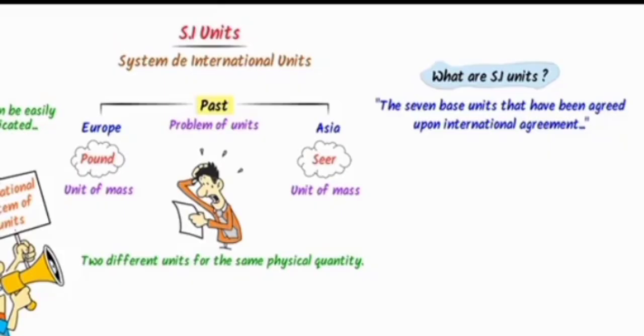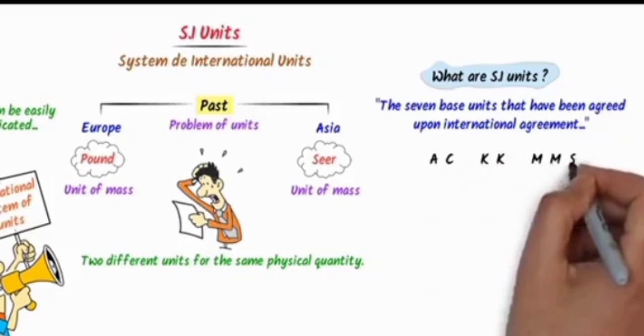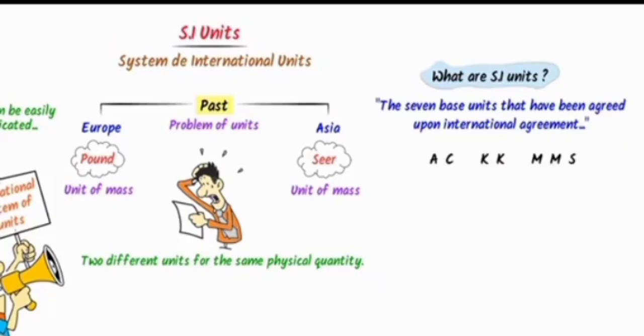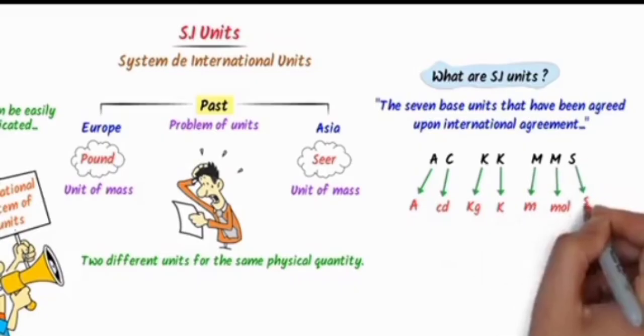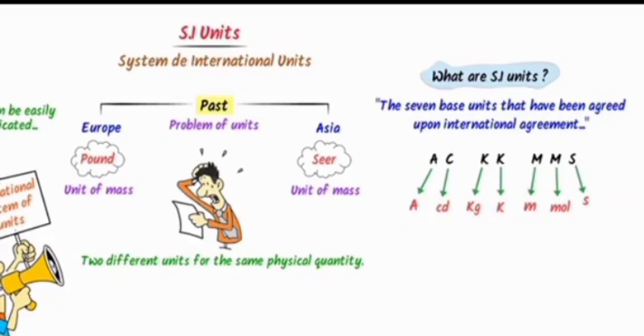We already know the trick, ACKKMMS, where A stands for ampere, C stands for candela, K stands for Kelvin, K stands for kg, M stands for meter, this M stands for mole, and S stands for second. These are the 7 SI units. Hence note down this list of SI units.